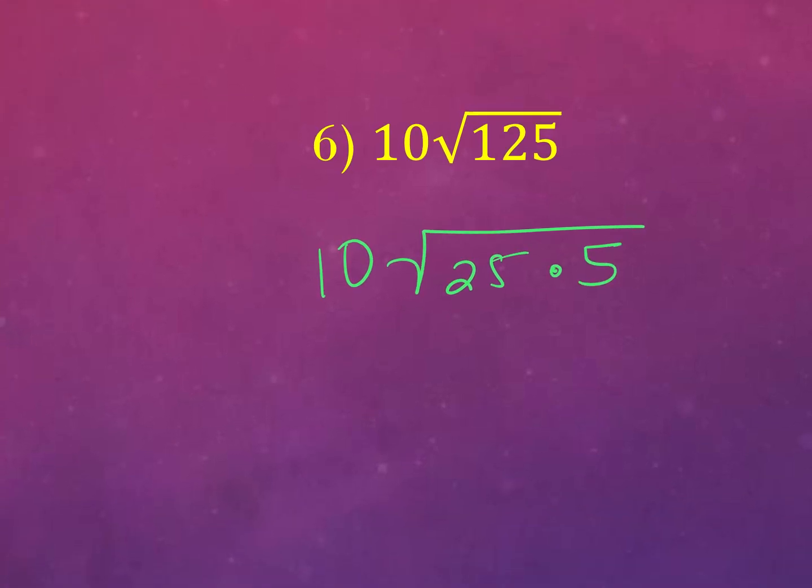All right, 125. What can I break that down into? 25 times 5, 5 times 25, okay. What is the square root of 25? 5, so that comes out in front. 10 times 5 is 50, square root 5.